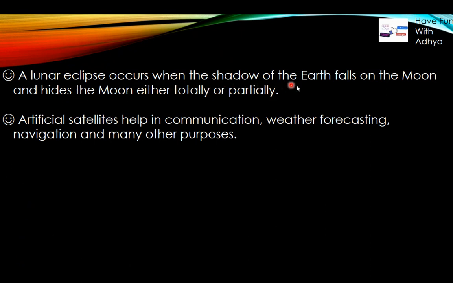A lunar eclipse occurs when the shadow of the Earth falls on the moon and hides the moon either totally or partially. Artificial satellites help in communication, weather forecasting, navigation, and many other purposes.